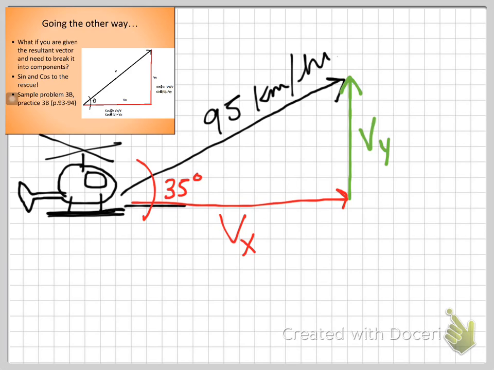So on a test problem, you've got full points for your drawing. You're going to have the resultant labeled. You're going to have arrows for the x and y components. You're going to have the angle labeled. Like I said, I don't care if your helicopter is a blob. That's fine.